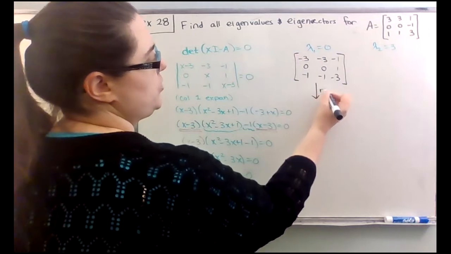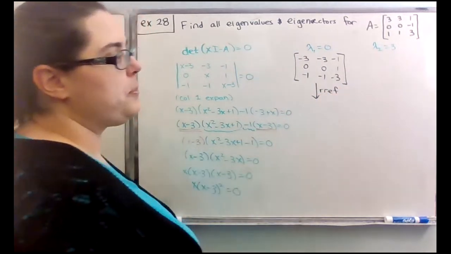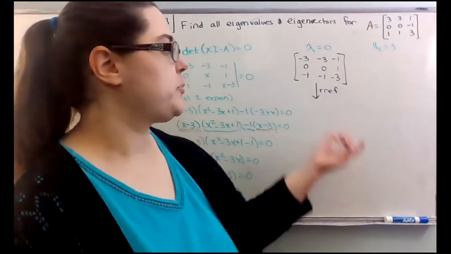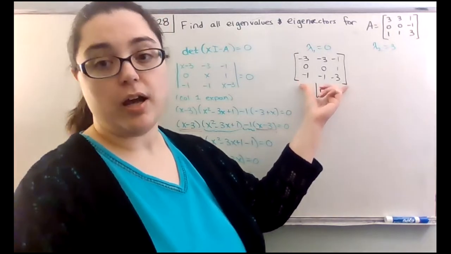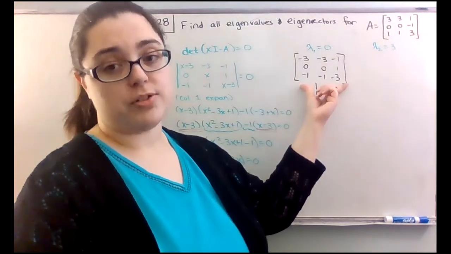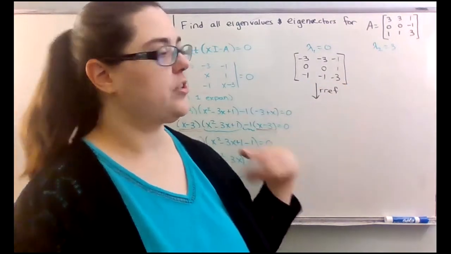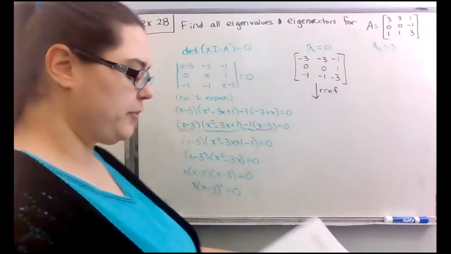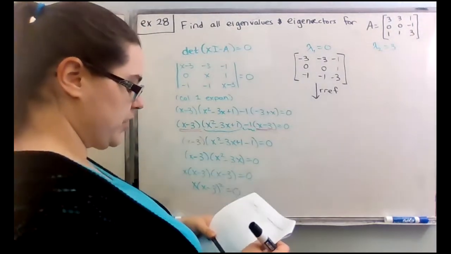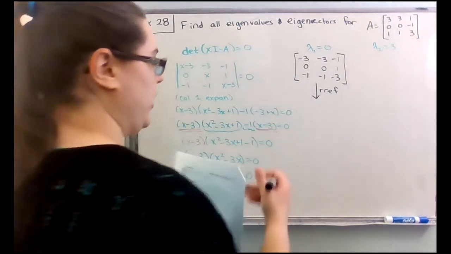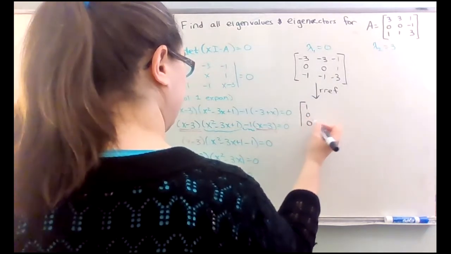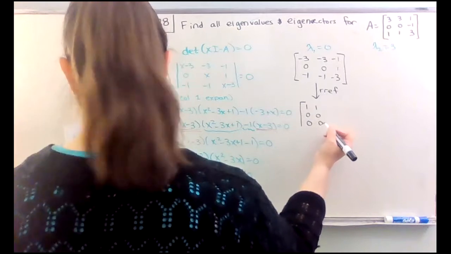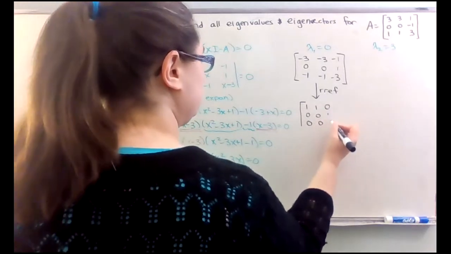Then we're going to reduce it to reduced row echelon form. The reason is that you want to envision this as the coefficient matrix of a homogeneous system. To solve a homogeneous system, you row reduce, and then you figure out where your parameters are. When I row reduced earlier, I got 1, 0, 0; 1, 0, 0; 0, 1, 0.